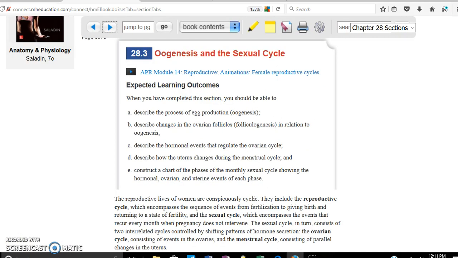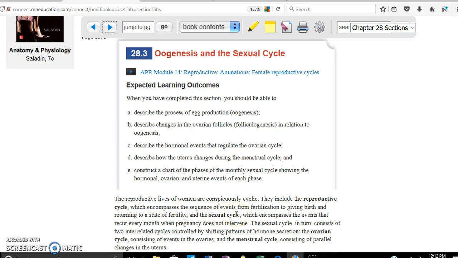The next topic is oogenesis and the sexual cycle. Oogenesis is the formation of the ovules. And regarding the sexual cycle, it's what happens with the female reproductive system through the lifetime of the female. In that case, two things can happen: either the female is pregnant or the female is not pregnant. In case the female is pregnant, that's what we call the reproductive cycle. And when the female is not pregnant, it's called the sexual cycle.